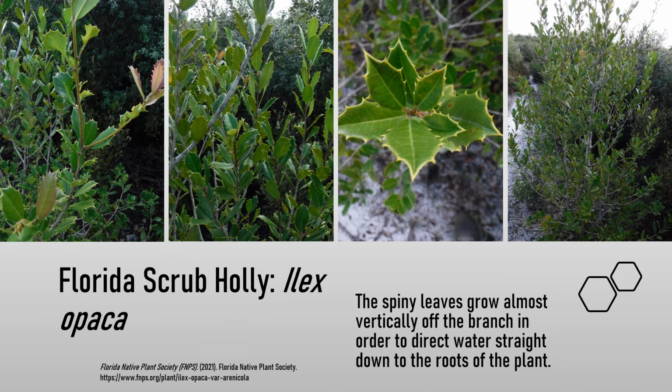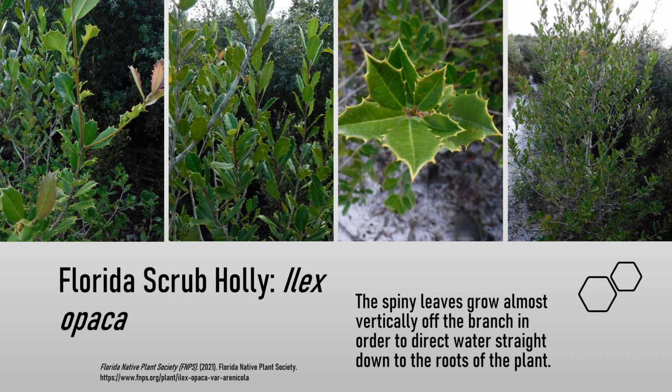My next scrub plant is the Florida scrub holly, or Ilex opaca. These are super interesting leaves. I thought they were really weird looking. The spiny leaves grow almost vertically on the branch, as you can see in the photos. They're almost pointing straight up, and this is actually to direct the water straight down onto the roots of the plant after it rains. Because this is such a dry, sandy ecosystem, the plant needs as much water as it can get.